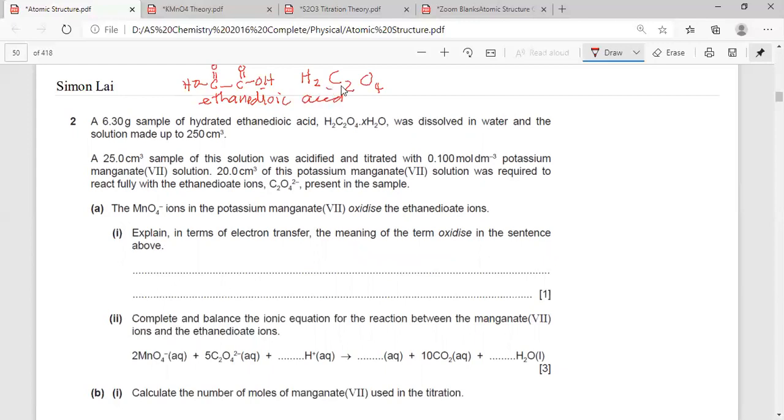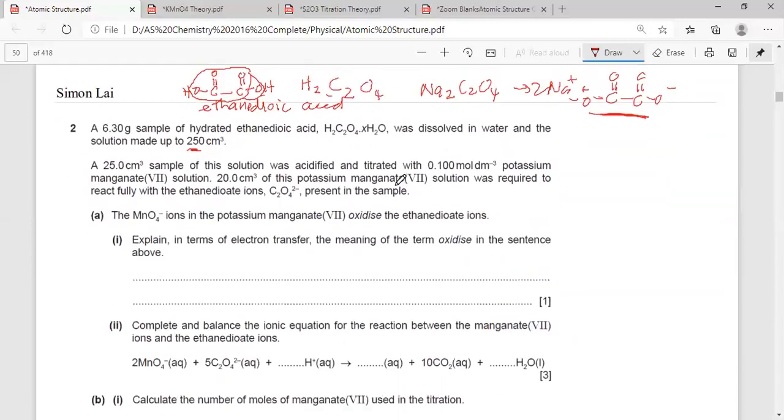But it can also be sodium ethanedioate, because this one will give you 2 Na+ and of course your ion here. Now this ion is the one that will undergo reaction, which is this part here, until this part. I won't go further. Dissolve the solution and make up, which means if you draw the diagram, which I'm going to do for you later.